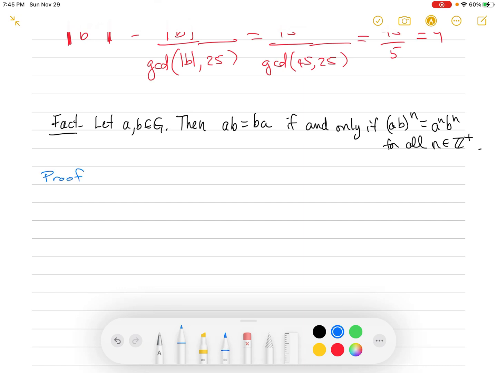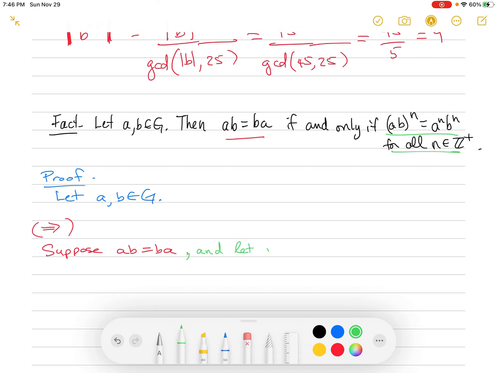Okay, so let's prove this. So we're going to start by letting A and B be elements of a group, G. We're going to begin with the red. So we're going to do the forward direction. We'll start with the red. So let's suppose A times B is B times A. And we're going to work towards the green. So we want to show this is true for any positive integer n. So let's let n be a positive integer.